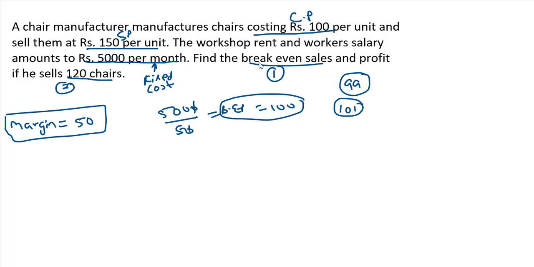So in the first part of the question, we were asked to find the break-even sale. Break-even sale is 100 in this case. In the second part, we have been asked to find the profit if he sells 120 chairs. So what will be the profit? Any number of chairs that he sold over 100 will contribute towards his profit. So in this case, he is selling 20 extra chairs. If you multiply these 20 chairs with the margin per chair, which is 50, it will give you your profit. So the profit in this case will be 1000 rupees.